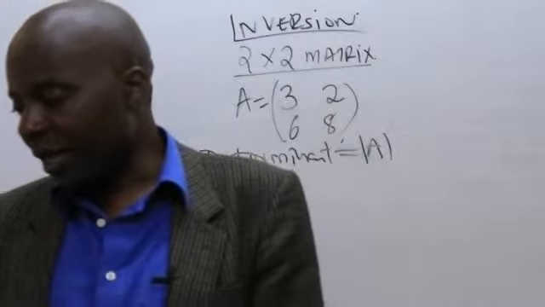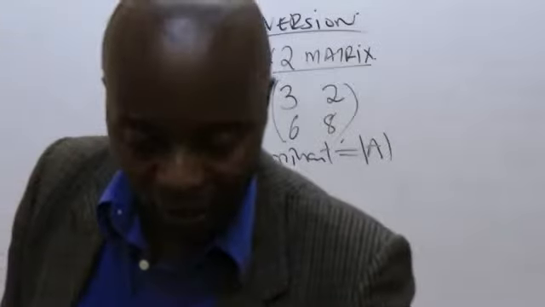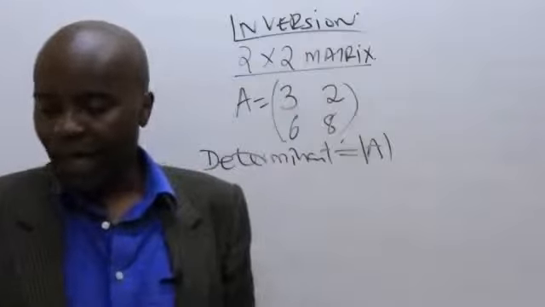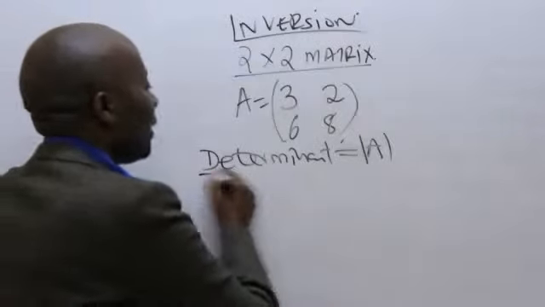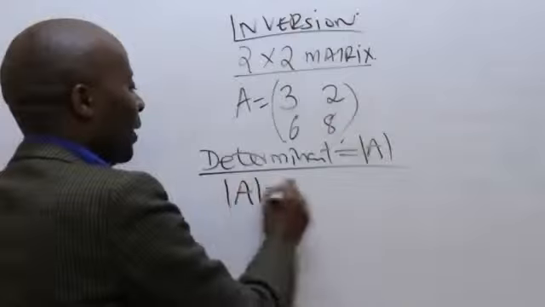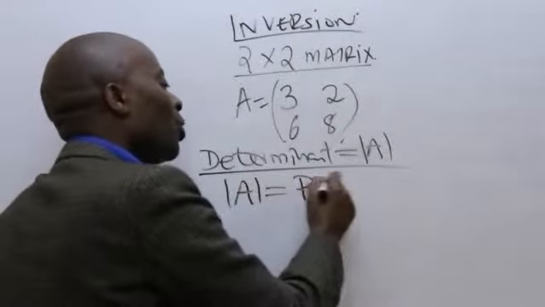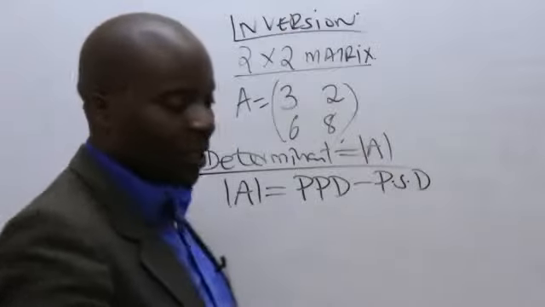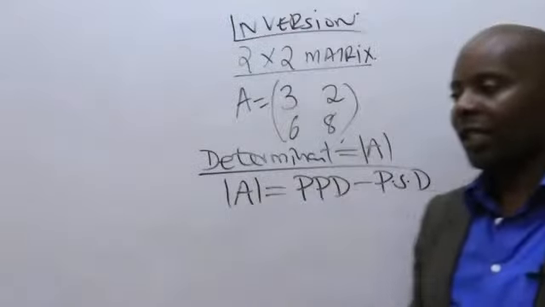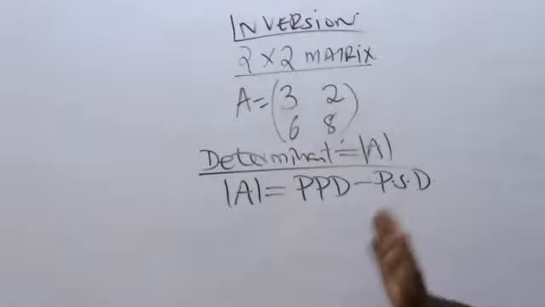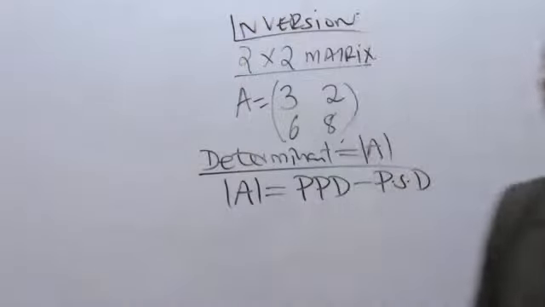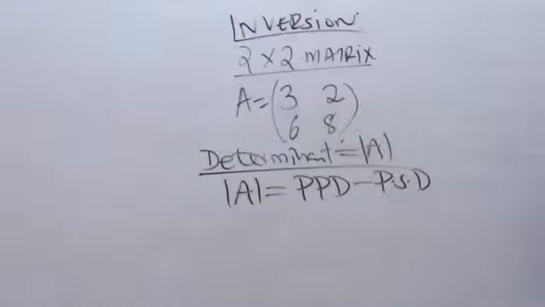Thank you very much, Lokai. Lokai happens to be good in this. So Lokai has told us something very easy, that to get the determinant, what we only need to do is to take the product of the primary diagonal minus the product of the secondary diagonal. Please write that in full. The determinant equals product of primary diagonal minus product of secondary diagonal.